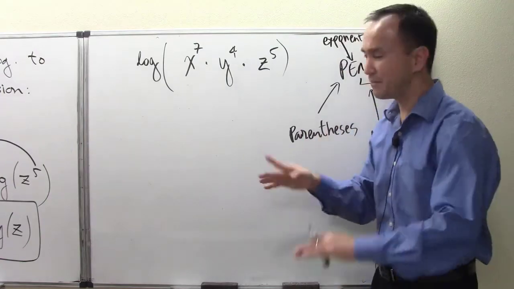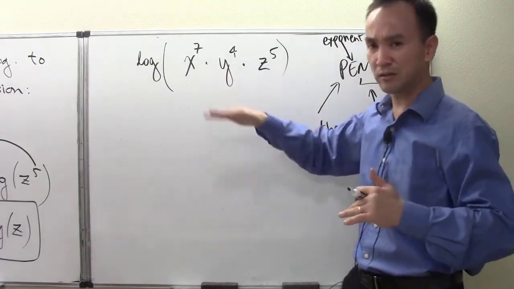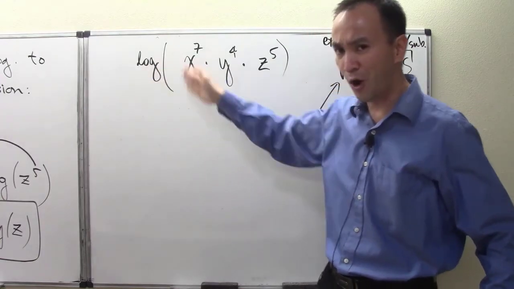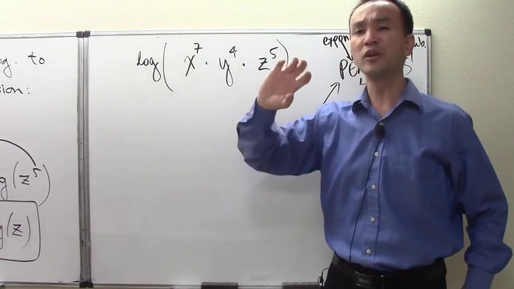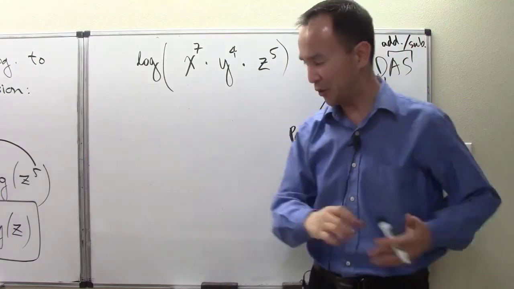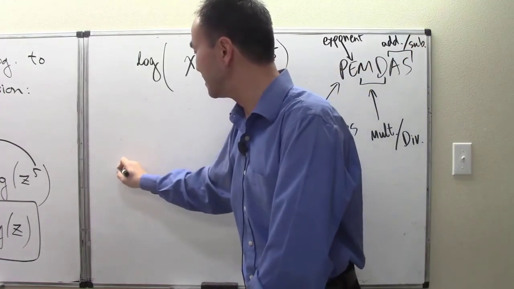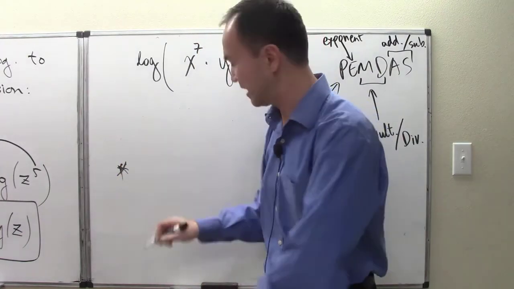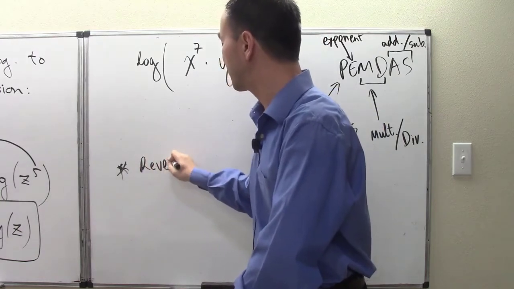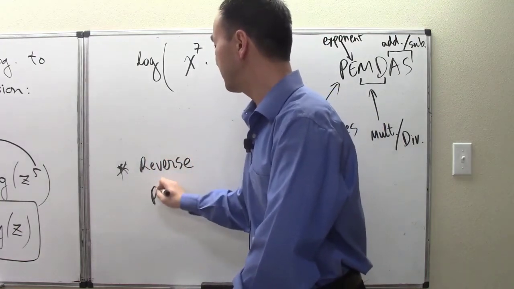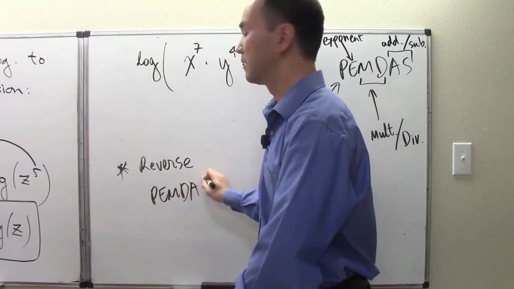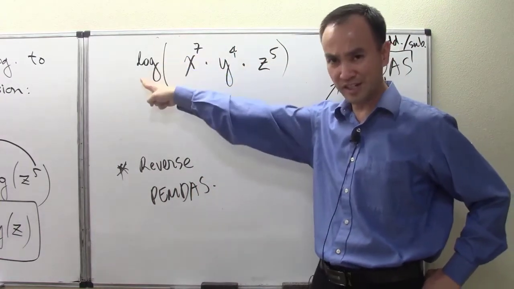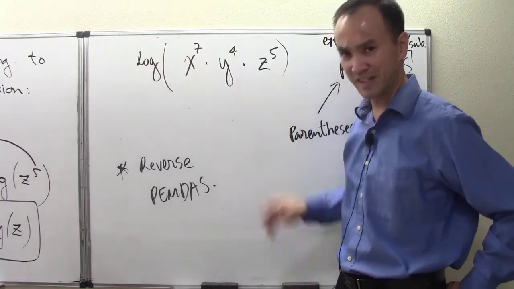So that's for a simple calculation problem. But now think about the work that we're doing, where we're breaking it down from one single log to multiple single log terms. We reverse the order. Take this as a note for anyone, in case no one explained this to you before: we reverse PEMDAS.